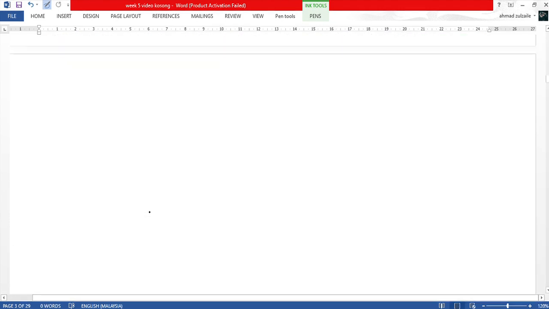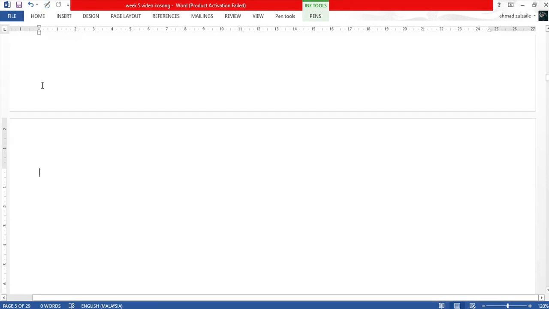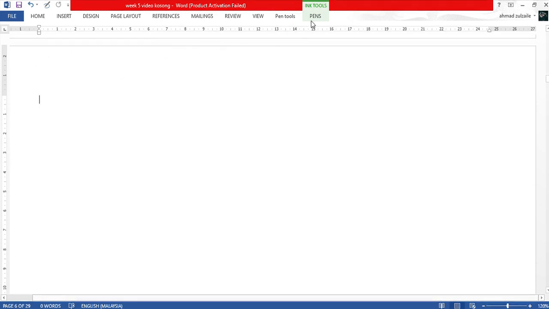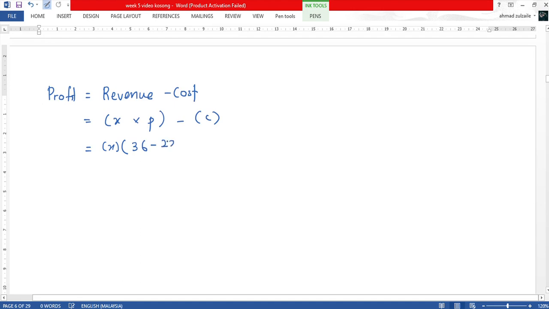In order to solve this question, we know profit equals revenue minus cost. The revenue formula is the quantity of your goods multiplied by the demand formula, minus cost. So substitute everything that you know, which is the P formula, 36 minus 2x, minus the formula for the cost, 5 plus x squared. Open the bracket, multiply everything, and you will have negative 3x squared plus 36x minus 5.